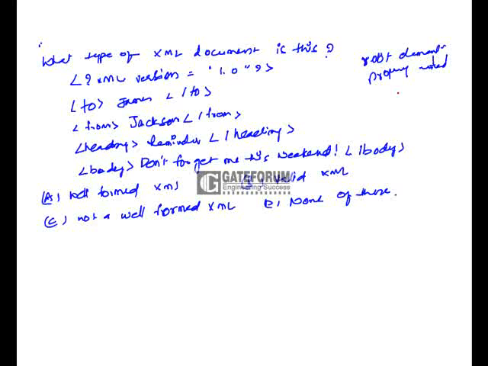An XML document is well formed if it contains a root element and all the elements are properly nested and all elements have a closing tag. If these conditions are satisfied, then that particular XML document is a well formed XML. But if we see this given XML document, we can see that there is no root element for this XML document. So we can say it is not a well formed XML. So here option C is the correct option.